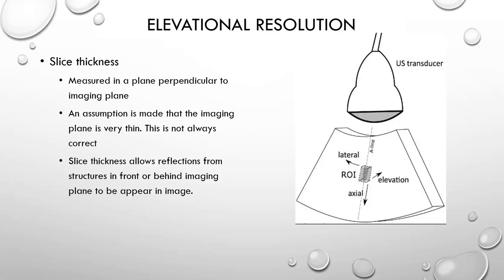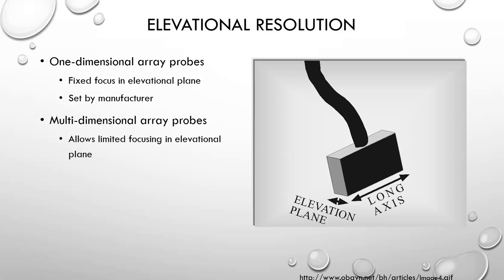Slice thickness can allow reflections from structures in front of or behind what you're imaging to appear in the image. This gives false information, and so you must be aware of it. On one-dimensional array probes, the manufacturers will utilize a fixed focus technique in order to focus in the elevational plane. On multi-dimensional array probes, such as a 2-dimensional or 1.5-dimensional array probe, it allows some limited focusing in the elevational plane.